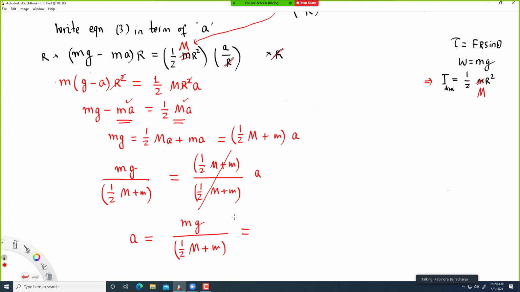So small m is 3 kilogram. g is 9.8 meters per second squared. 1/2 big M is 6 kilogram, and small m is 3 kilogram. So let's see what you get. When I did the calculation, I got 4.9 meters per second squared.